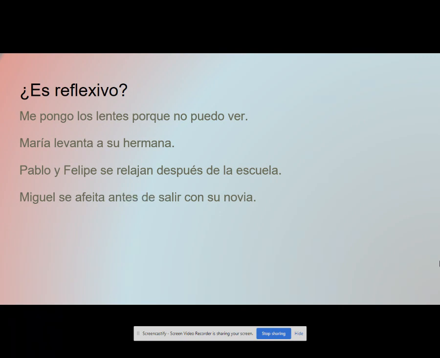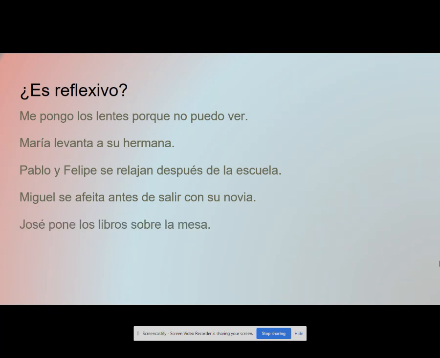Miguel se afeita antes de salir con su novia. ¿Es reflexivo? Hopefully you guys can see that this sentence is reflexive. We have the verb afeitarse. Do you guys remember what this verb means? All right. So it has been changed to fit Miguel, and the reflexive pronoun has been placed in front of the verb, making this statement reflexive. Miguel is shaving himself antes de salir con su novia, before he goes out with his girlfriend.